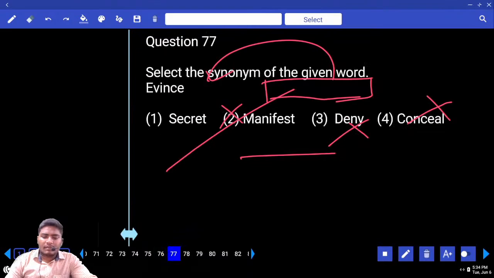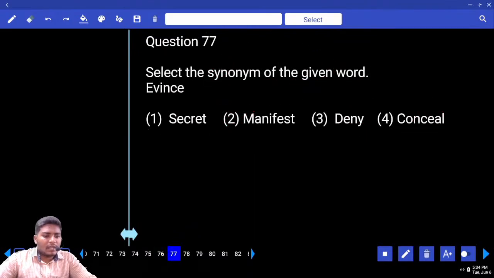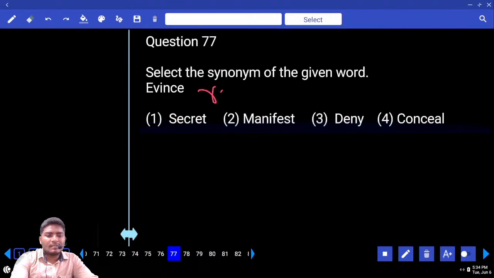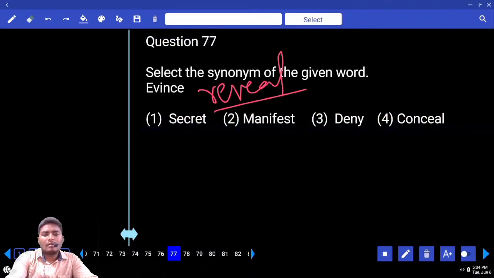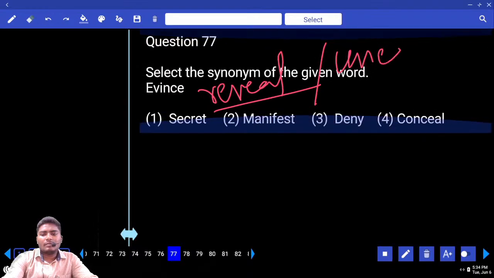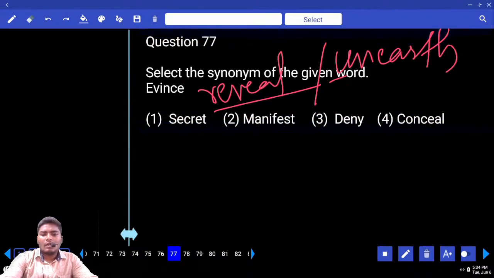Next, move to 77. Synonym of the word evince. What do you mean by evince? To reveal something. To unearth something. To disclose something.